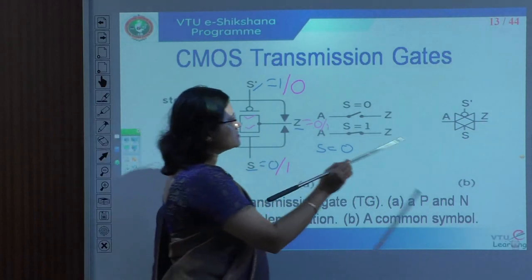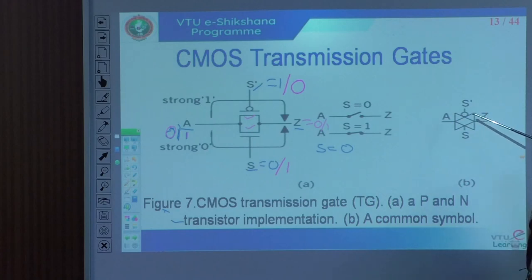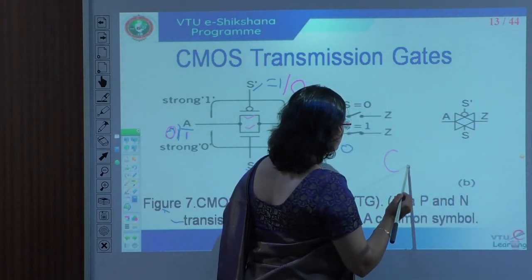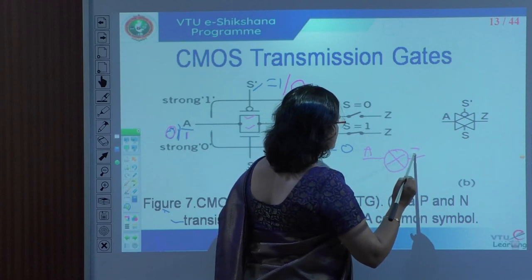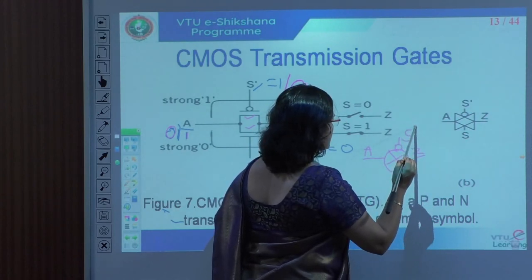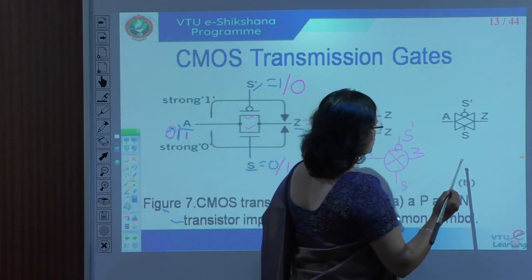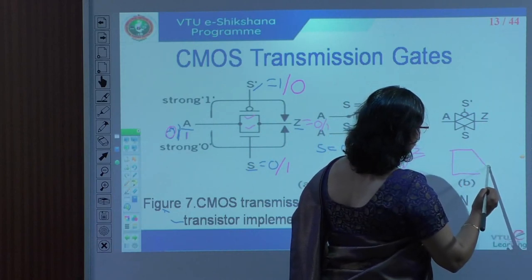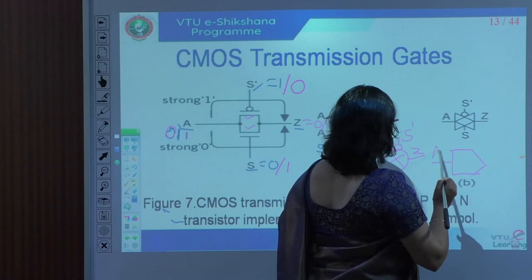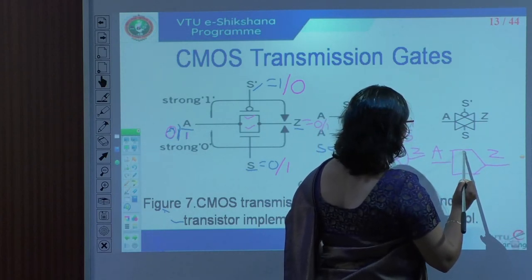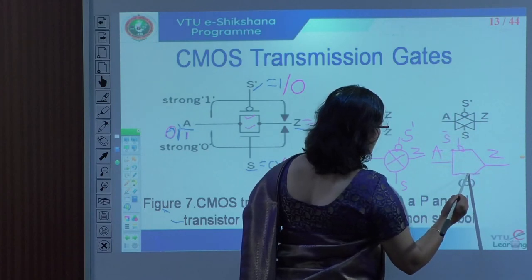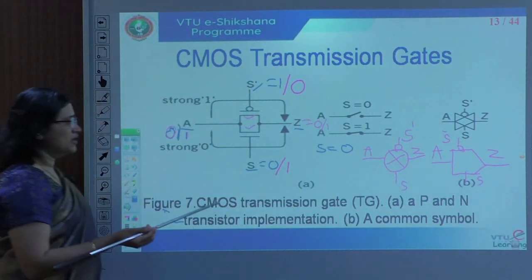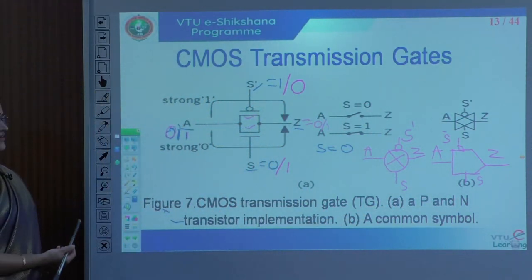This is another symbol for writing a transmission gate. The bubble indicates it is a PMOS, and here it is an NMOS transistor. So there are many ways of writing a transmission gate symbol. Some textbooks give it like this, with A and Z, and there is an inverter, so it is S complement and this is S. Or you can also write it one more way like this. Different textbooks will write it in different ways, but all are the same. So this is Z, and this is an inverter, with S complement and S. There are many ways to represent the transmission gate.